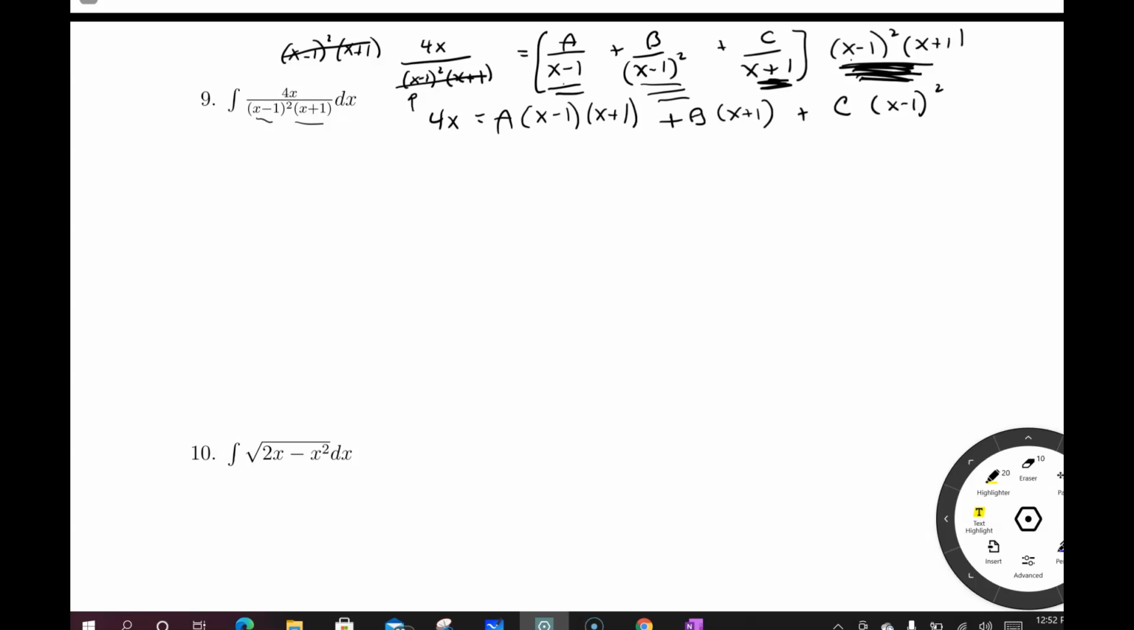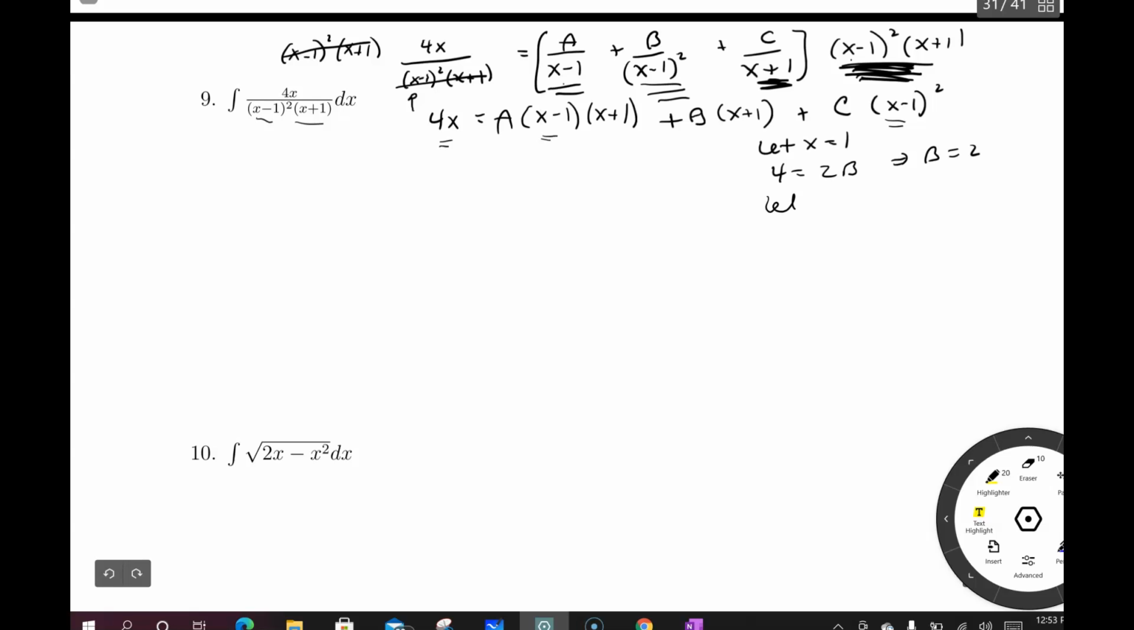Okay, this is where we want to right away choose values for x. Don't go right away multiplying everything out. That's way too much work. So let's pick the value of 1. So if I let x equal 1, on the left-hand side I get 4. On the right-hand side, when I let x equal 1, this will be 0, and this will be 0, so I'll be left with 2B, right? 1 plus 1 is 2 times B, so that means B is equal to 2.